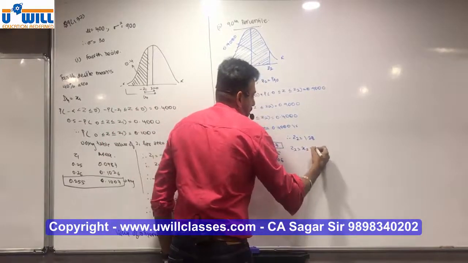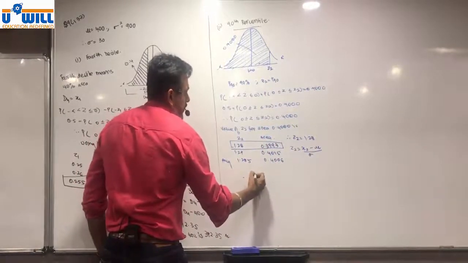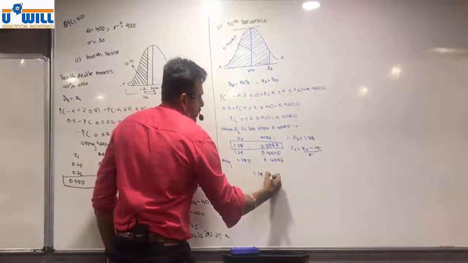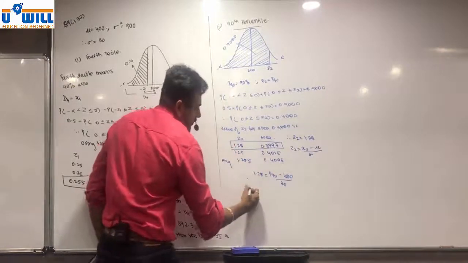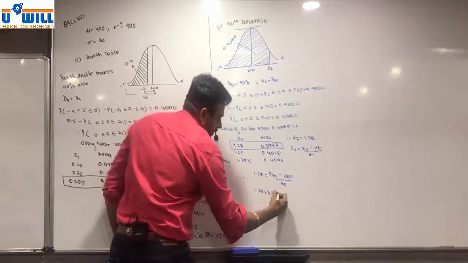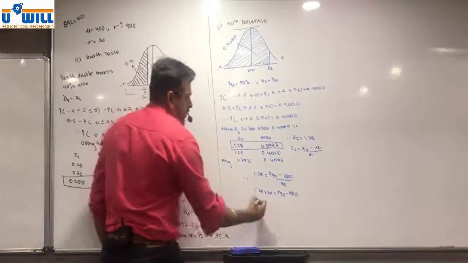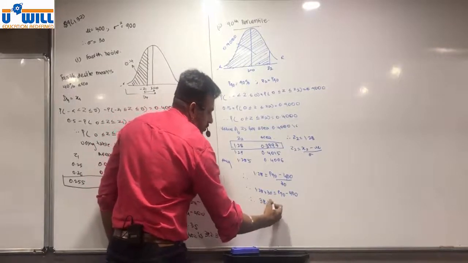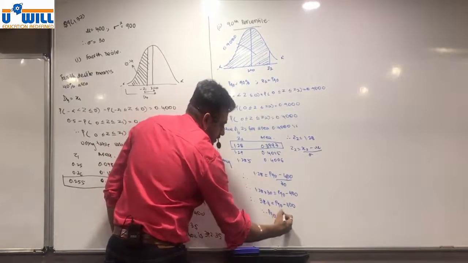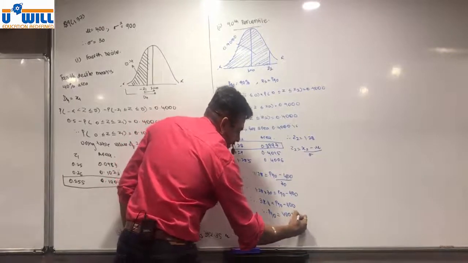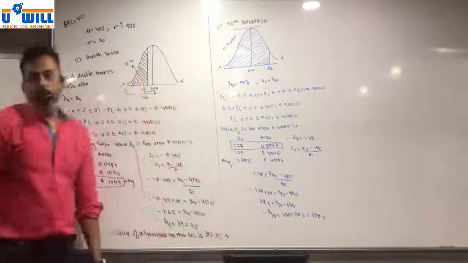Z2 is equal to X2 minus mu upon sigma. Therefore, Z2 is 1.28, X2 is P90, minus mu 400, upon sigma 30. Therefore, 1.28 into 30 is equal to P90 minus 400. How much? 38.4 is equal to P90 minus 400. Therefore, P90 is equal to 400 plus 38.4, which is 438.4.